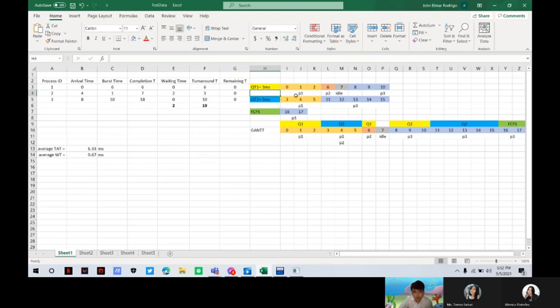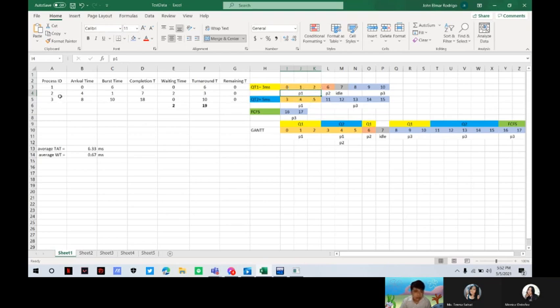Here in the Gantt chart, we put process ID 1 into 0, 1, 2 because quantum time 1 has 3 milliseconds and process ID 1 has burst time of 6, minus 3. So the rest of the burst time we will put into quantum time 2 because in quantum time 2 we have 5 milliseconds. So process ID 1 is 0, 1, 2, 3, 4, 5.